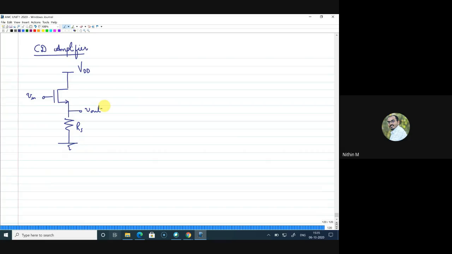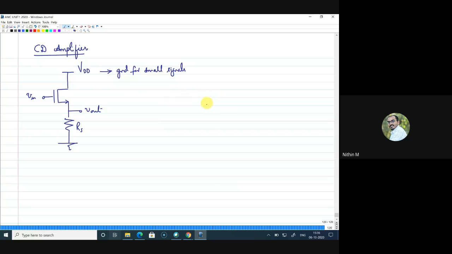Now for the small signal picture, we will draw the same amplifier again. I think by this time you people know that for the small signal picture, this has to be grounded for small signals. Right. So let me quickly derive the expressions for voltage gain and other things.